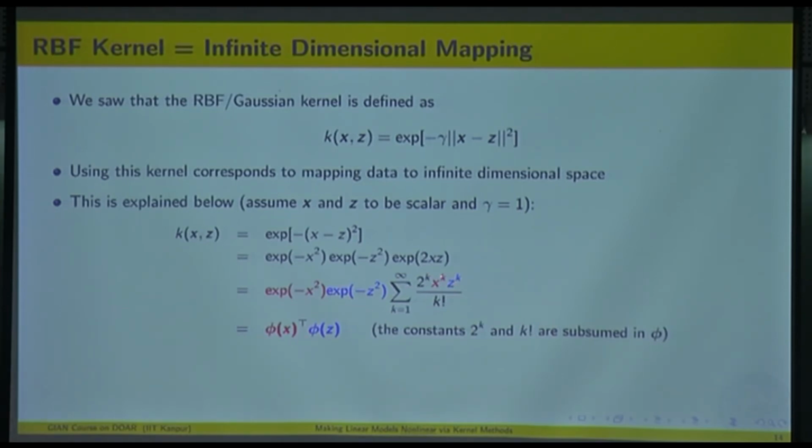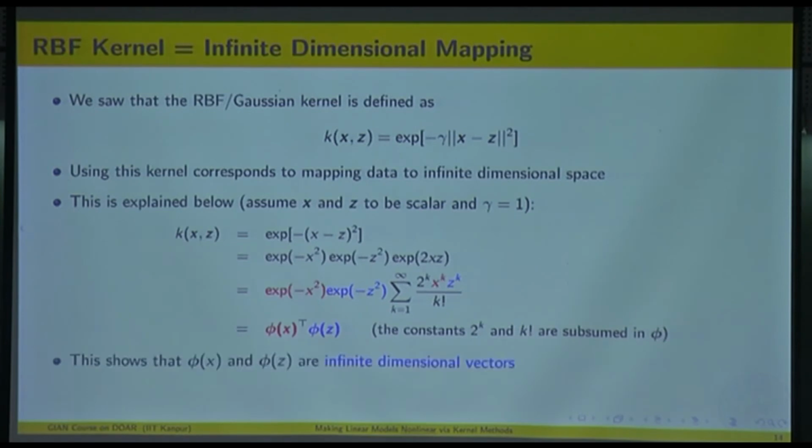Because I can take all the red terms together and put them in an infinite vector. How do we define inner product? Inner product is always a summation, so a sum of, let's say, x_i y_i form, right? And here we have an inner product containing infinitely many terms. So it clearly implies that the things that I'm taking the inner product of are also infinite dimensional vectors. So we can think of this as phi of x transpose phi of z, where phi of x and phi of z both are infinite dimensional vectors.